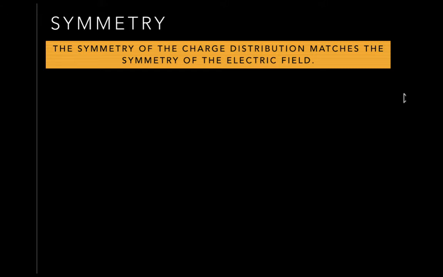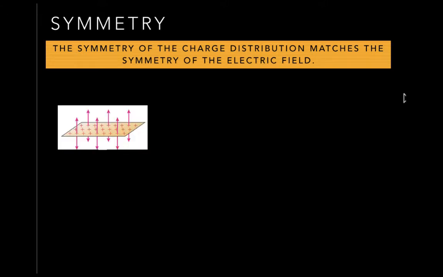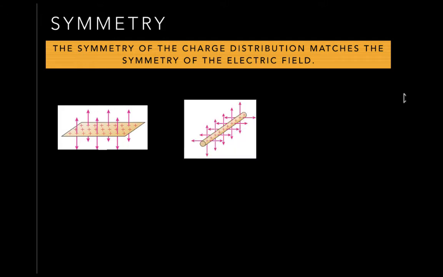Because remember, the infinite plane has this sort of symmetry. Above the plane, the electric field lines point up. Below the plane, they point down. But they're always perpendicular to the plane. All right. What about the infinite line? What kind of symmetry would you say that has? It's like a cylinder, right? And so the lines pierce the cylinder. They're perpendicular to the cylinder.